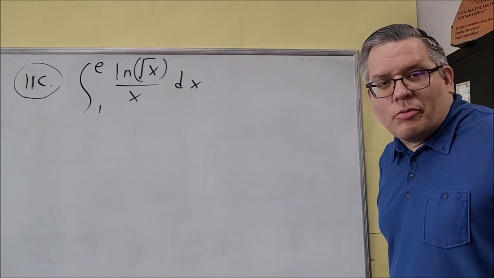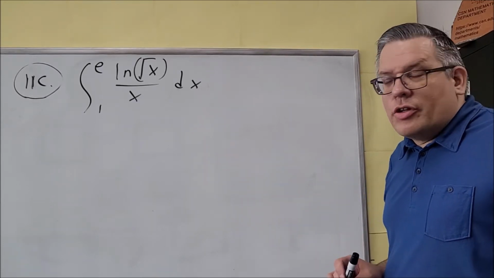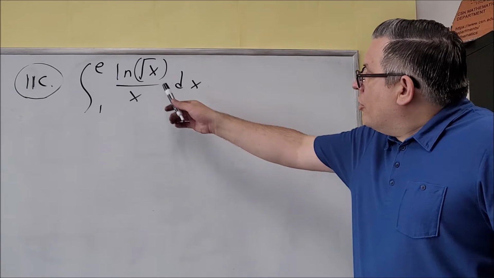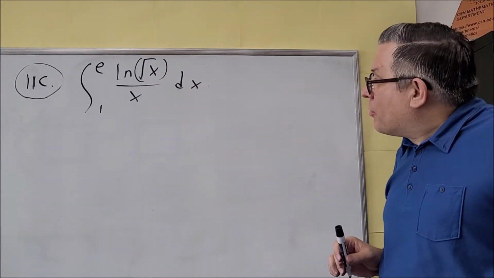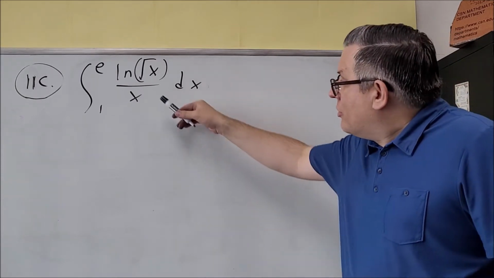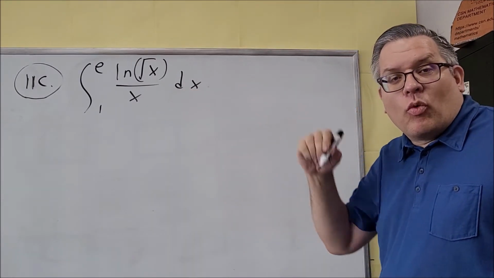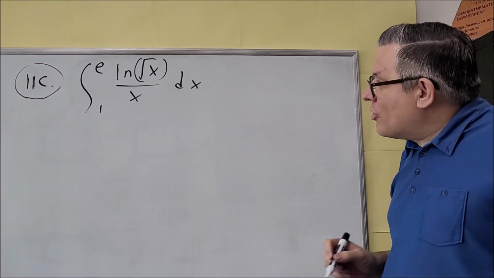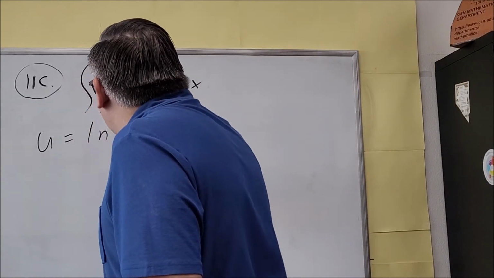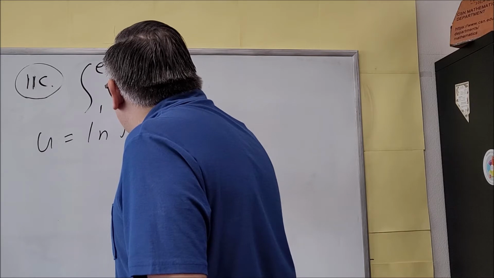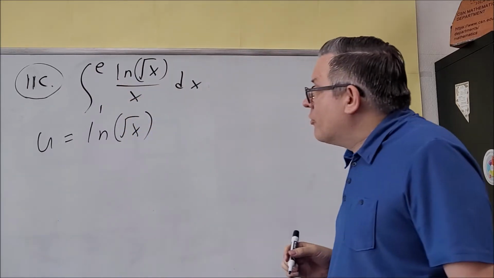For this problem, it's a little bit more tricky with the u in this case. If you try and let u equal square root of x, you run into a problem because it's not going to cancel the x down below, because you're still going to have a 1/2 power difference. So in this problem, what you actually want to do is let u equal the natural log.